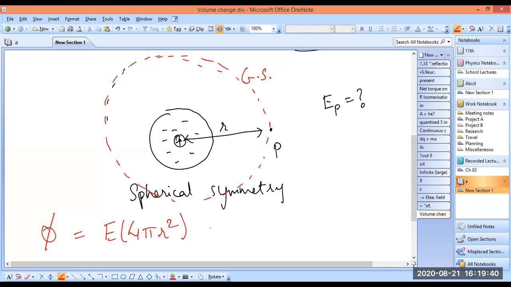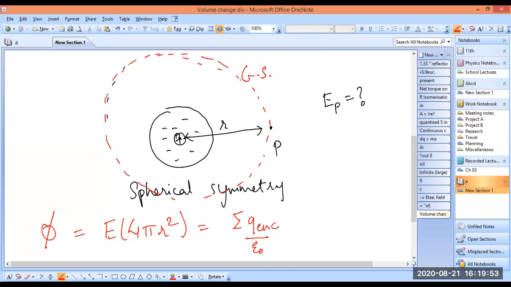And that should be equal to sigma q enclosed divided by epsilon 0, right? This is the Gauss law. All right. So now let's see how much charge is enclosed inside this Gaussian surface. Come on, answer that. How much is the charge enclosed inside this Gaussian surface? Remember, there is positive nucleus Ze and then there is minus Ze over here.